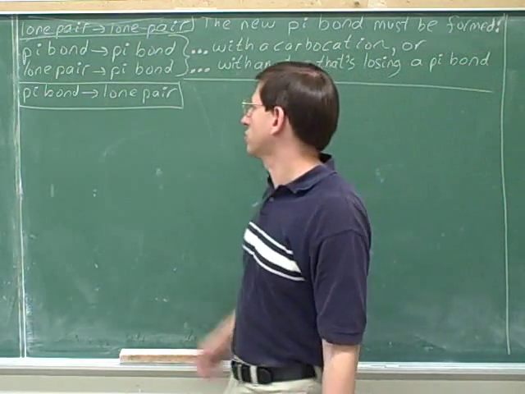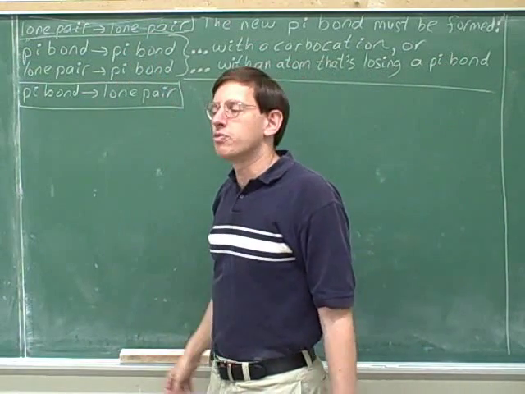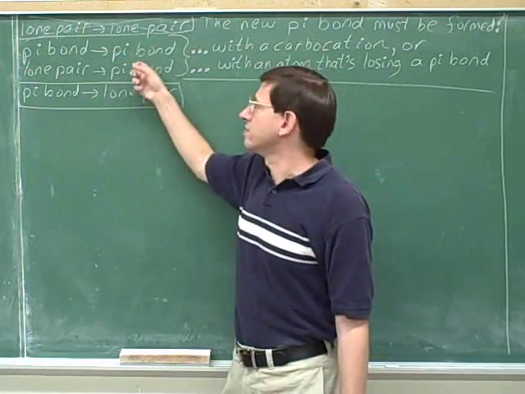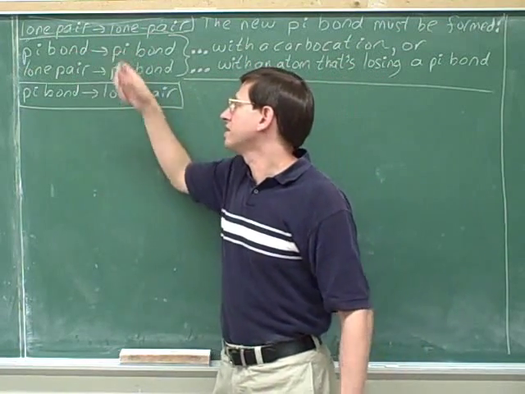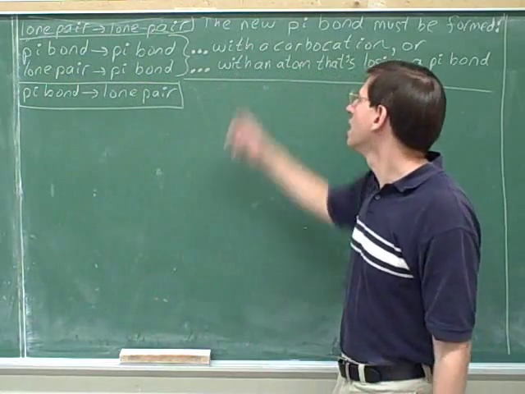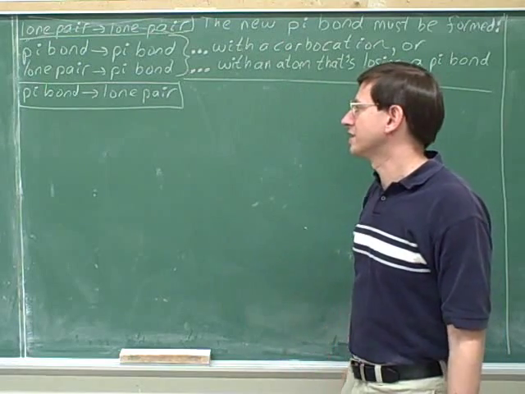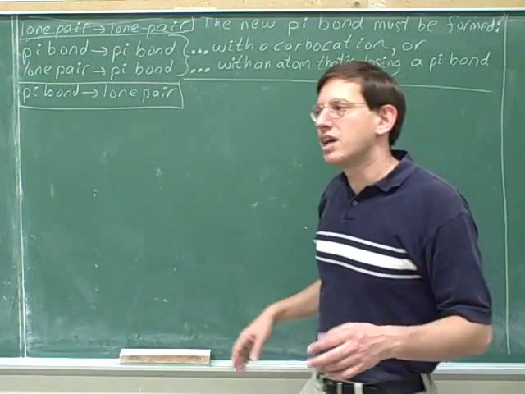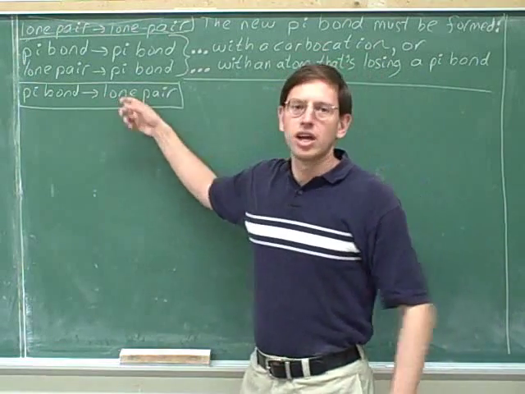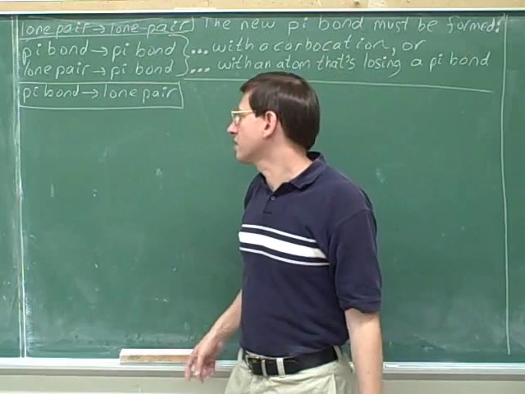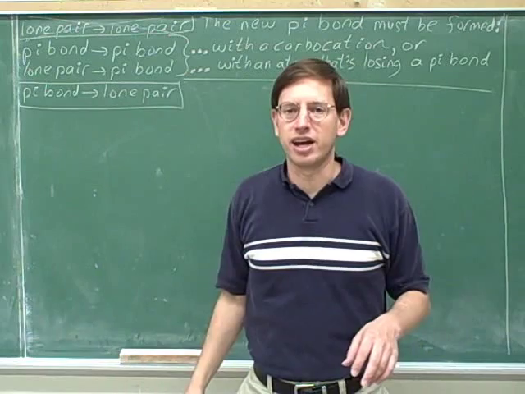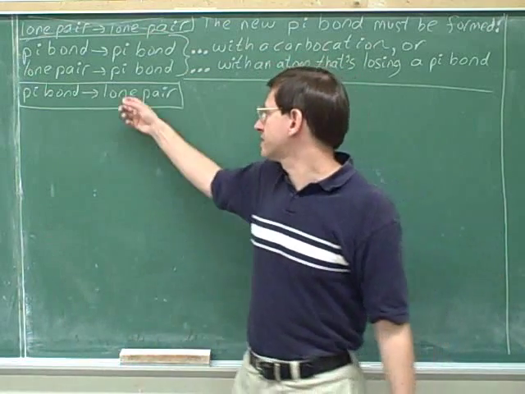This is the way we can make sure that when we make either of these transitions, we're not exceeding the octet rule. So notice that these are things we have to watch out for if we're taking a pi bond and making a new pi bond, or if we're taking a lone pair and making a new pi bond. In either case, we have to satisfy one of these two criteria. On the other hand, we've seen that we never have to worry about exceeding an octet for this transition. When you take a pi bond and make it into a lone pair, it's impossible for that to exceed an octet. So we don't need to worry about this exceeding the octet rule.